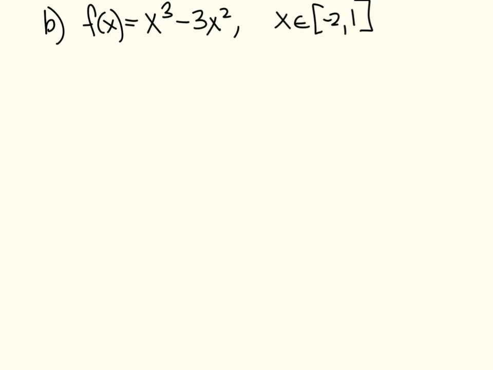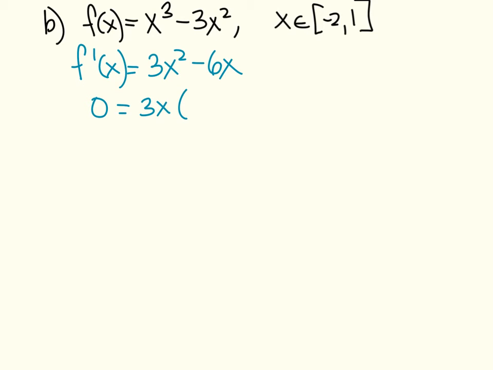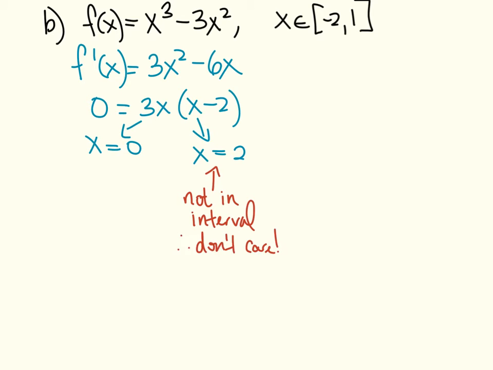Okay, so take the derivative. That's going to be 3x squared minus 6x. Set it to 0 to find our critical points. So I'm just going to factor this. And so we can say that here x is equal to 0, and here x is equal to 2. So now looking at these values, x equals 0 is within our range, but x equals 2 is not within our interval, so we don't really care about that value.